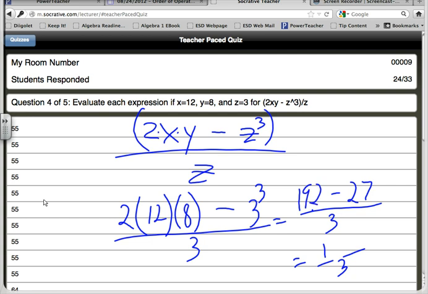See, I'm counting on you. 192 minus 27, which is 165. Okay, divided by 3. And of course, when you divide by 3, 3 goes into 16 5 times, and 3 goes into 15 5 times. And there you have it. The answer is 55.